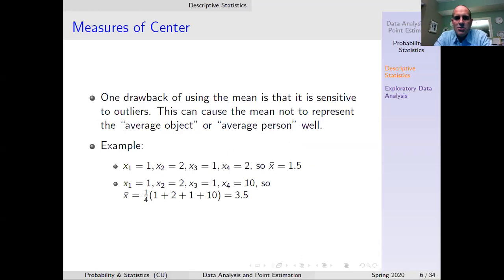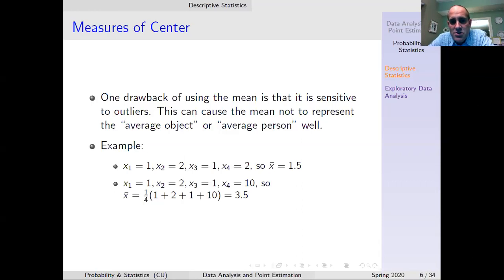One drawback, so again, the sample mean. Right now, if you look at the header of these slides, I'm talking about measures of center for your data. Like you're trying to find, okay, if I had to report one number that would be kind of like the describer of my data, maybe it would be the mean. So maybe that would be my measure of center, if you will.